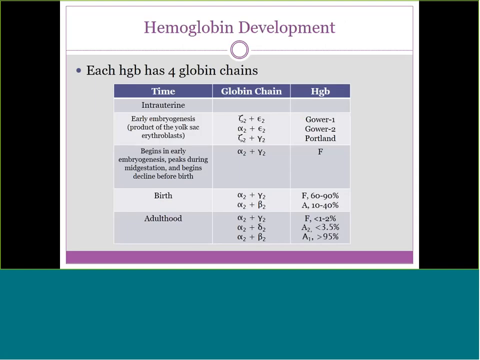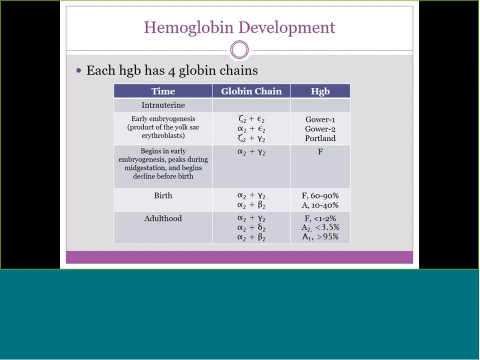So let's review this lovely little chart. We had this chart back in Hematology 1. And so, again, every hemoglobin has 4 globin chains in it. And those 4 globin chains are what determine what type of hemoglobin you have. That's kind of how we name the hemoglobins. So if you go all the way down to the last row, the adulthood, those were the ones that we had to remember from hematology 1.